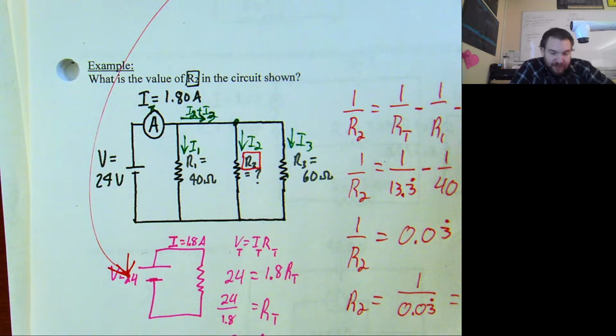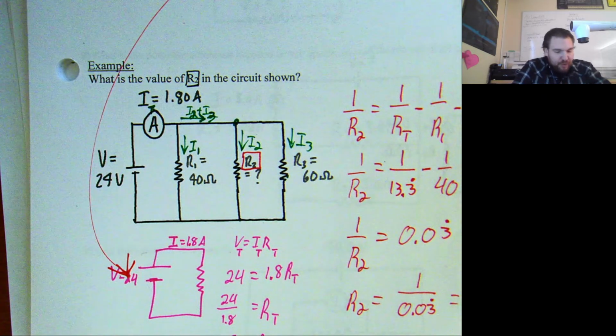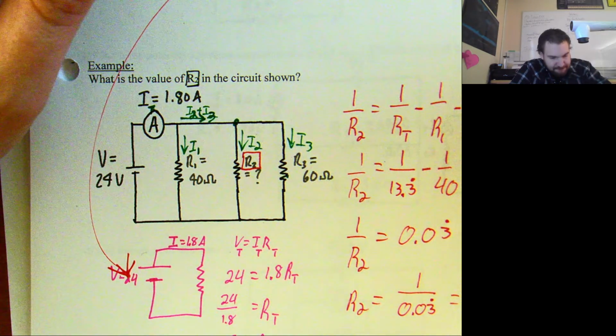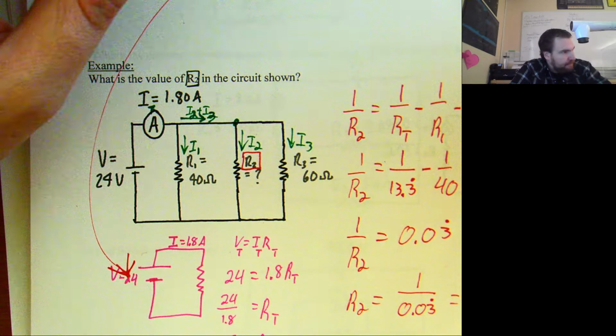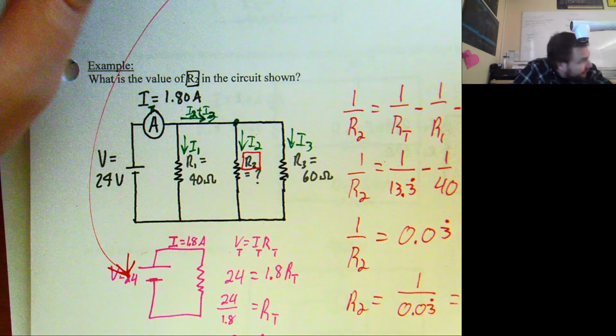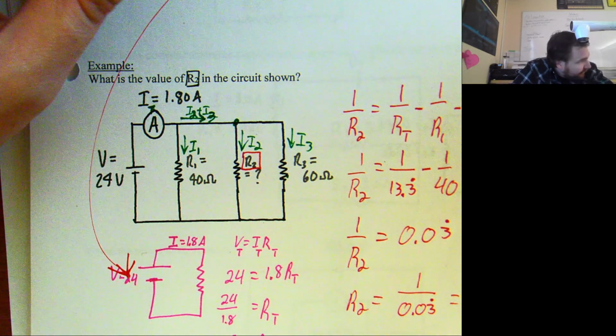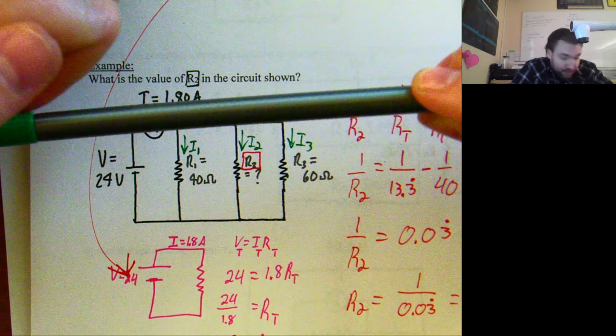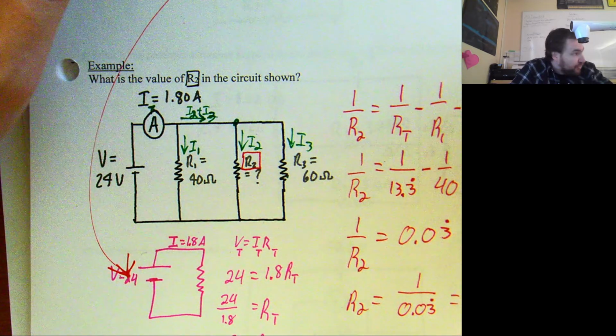Yes, but if I don't know 1, 2, or 3, that's not as useful. What do we know about branches in a parallel circuit? What's the same? What's the same value? Sorry? The value of what? That's not necessarily. We don't know that for sure. We do know something for sure, but not current.